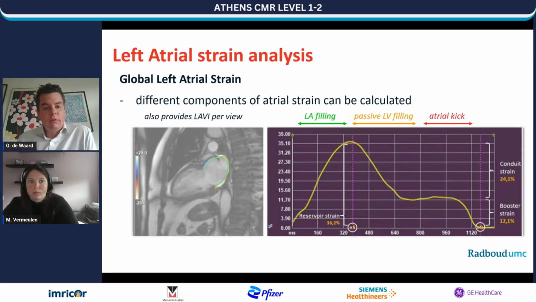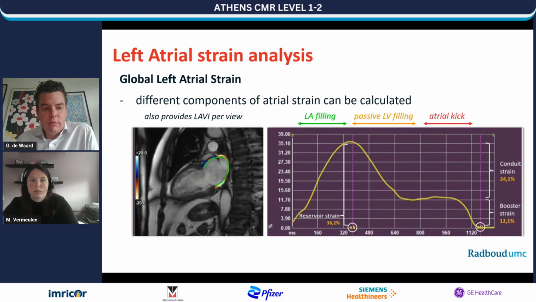Then here you see an overview of the left atrial strain, which hasn't really entered the clinical space in our center yet. So there are different components that we can appreciate for the left atrial strain. Again, the conduit and the booster strain, and that represents, which you can see at the bottom, the passive filling and the atrial kick. And you can assess them separately or together. Next slide.